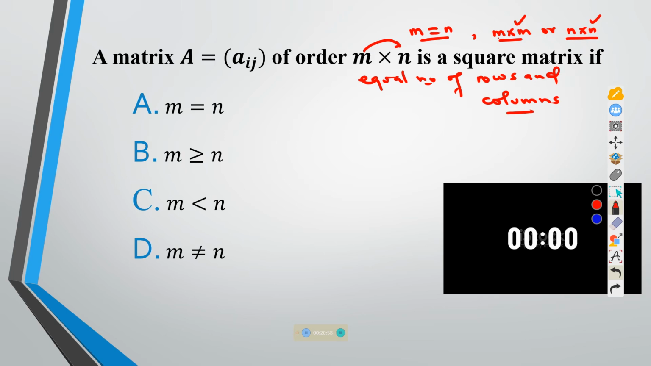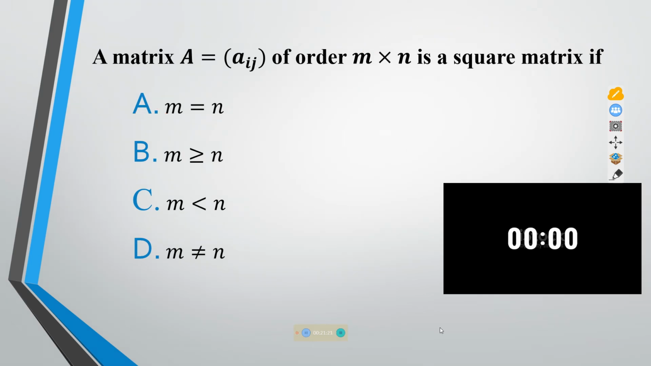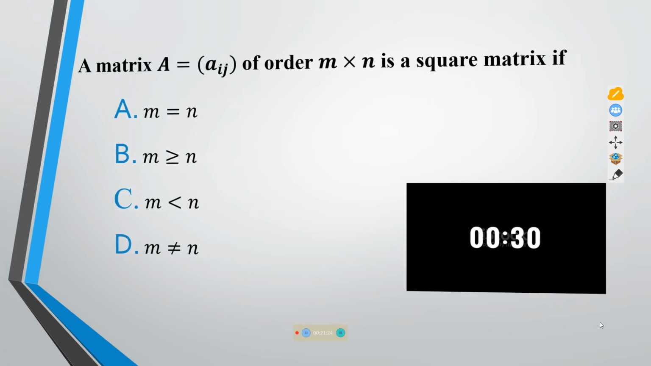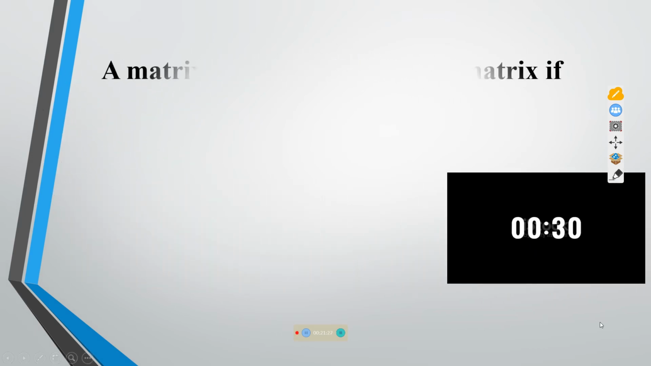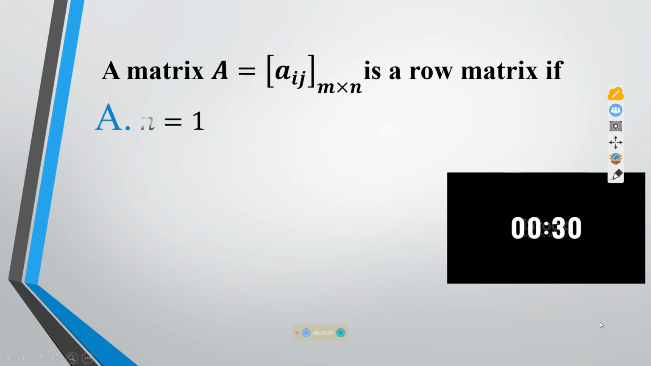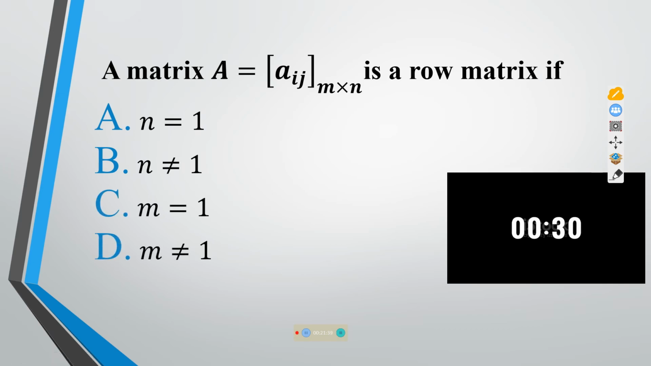So it must have an equal number of rows and columns, and for that case m must be equal to n, and this will be our answer. The others will not be true. So that is all about this question. So we look at the next question. So your time starts now.